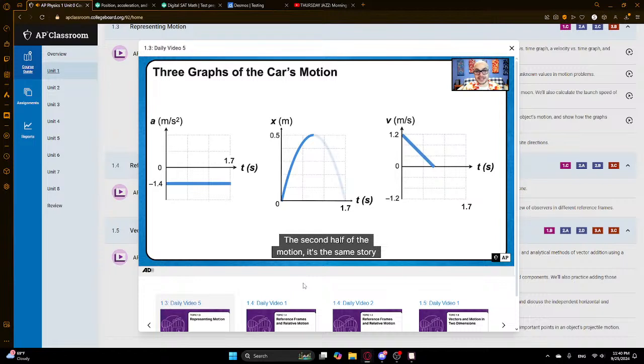The second half of the motion, it's the same story as it was for the pineapple. Take a look at that velocity graph. It starts off fast and positive, becomes slow and positive. The velocity is temporarily, momentarily zero, and then it's slow and negative, and then fast and negative.